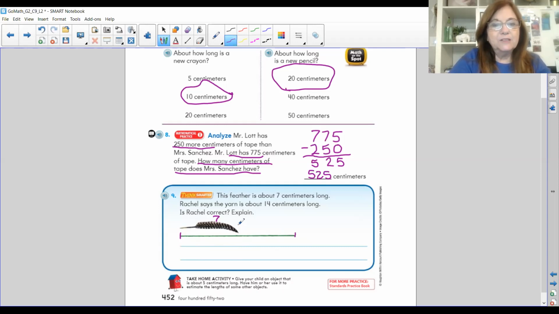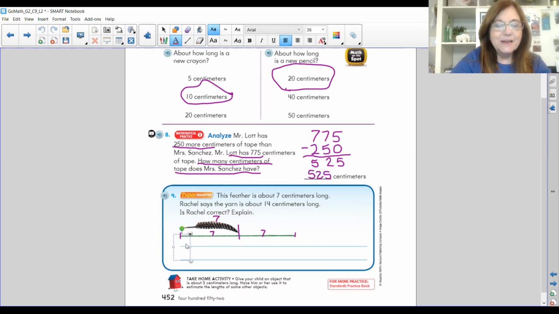Well, let's draw. Okay, the feather ends there. If the feather is 7, this length of yarn is 7. And this length of yarn looks to be about 7. Pretty close. They look about the same. And we know what 7 plus 7 is, 14. So would we say Rachel is correct or not correct? If you said she is correct, you're right. Rachel is correct. So what we want to type is that Rachel is correct.